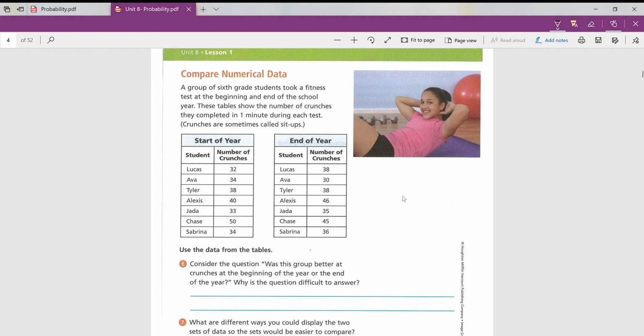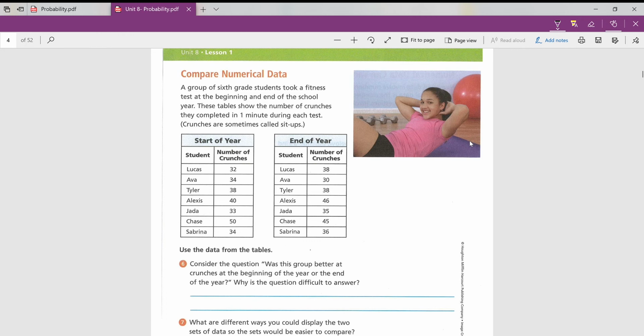The comparison of numerical data: what you have here is a group of 6th grade students that took a fitness class. They took a test at the beginning of the school year, and then they did crunches and completed as many as they could within 1 minute, okay? Again, crunches, in case you don't know, are also called sit-ups. So if you're confused with what a crunch is, it's a sit-up. In the picture there, she's demonstrating what that would look like.